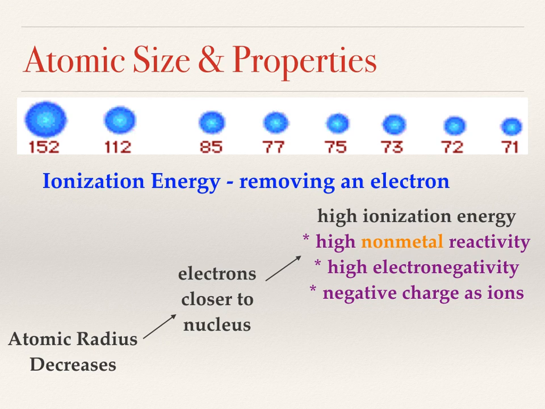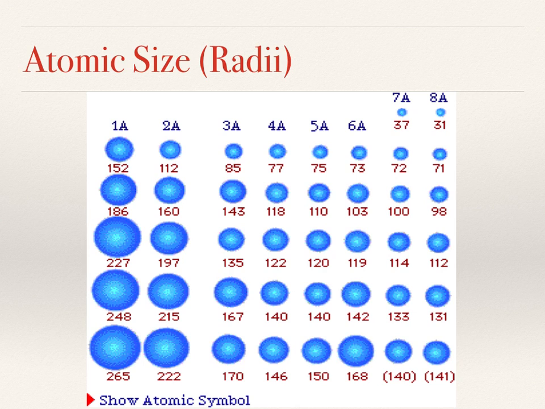They want to take electrons, which means they're very reactive as that electronegativity increases. And since they want to pull on the electrons and take electrons away from other elements, that means they're going to be negatively charged as ions. So here's our trend again in terms of atomic size. It's one that you want to remember.